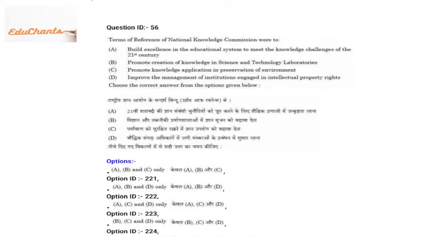Next, the terms of reference of the National Knowledge Commission were to. That means the National Knowledge Commission was set up for the purpose of what? The options are: build excellence in the educational system to meet the knowledge challenges of the 21st century, promote creation of knowledge in science and technology laboratories, promote knowledge application and preservation of environment, improve the management of institutions engaged in intellectual property rights. Now you have to select multiple options.